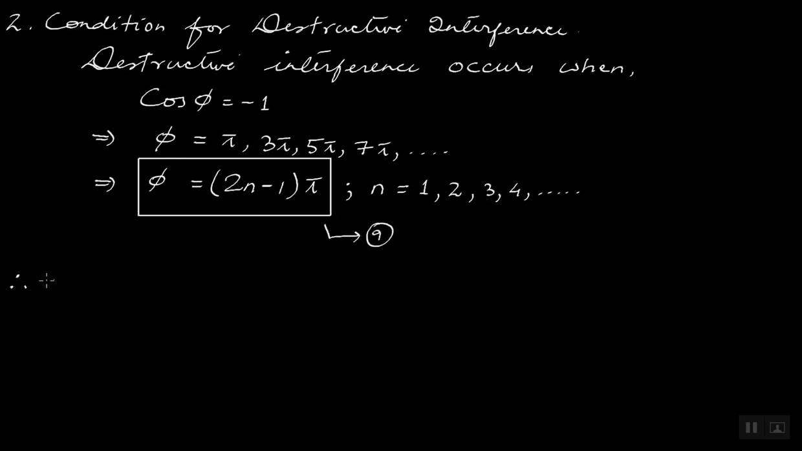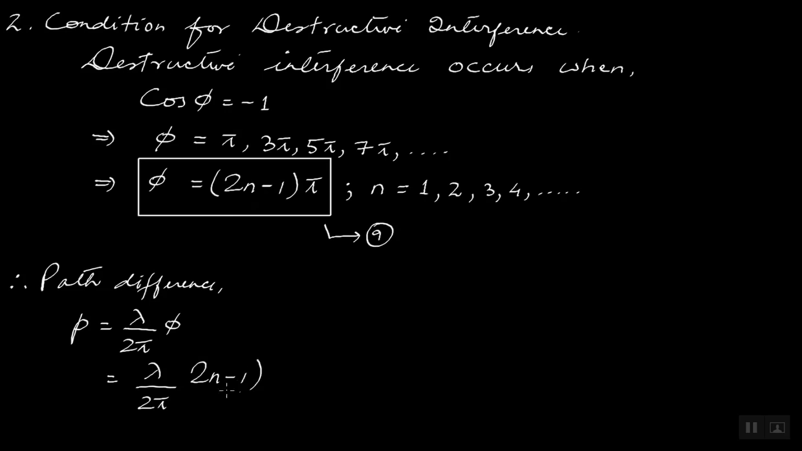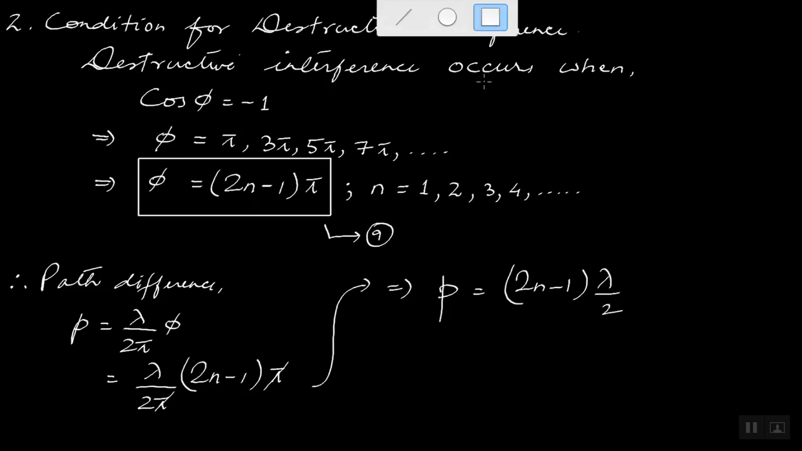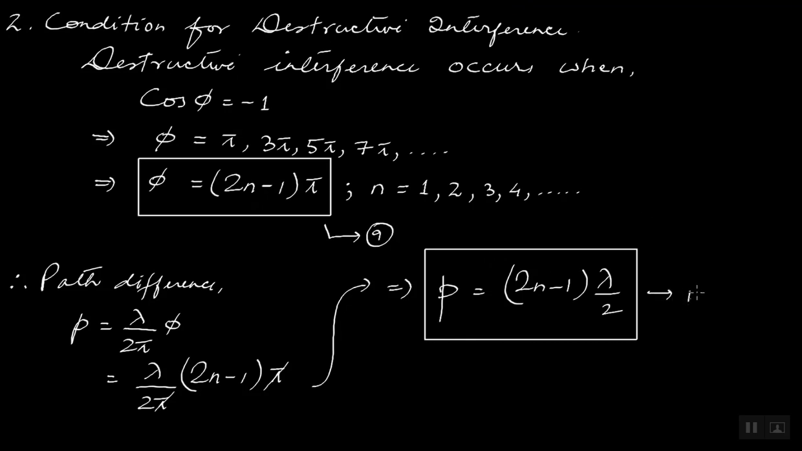So therefore, the path difference P, which is lambda by 2 pi into the phase difference, put the phase difference from equation 9. This pi and this pi will go, so you have P is equal to 2n minus 1 into lambda by 2. Okay, let's call this equation 10.